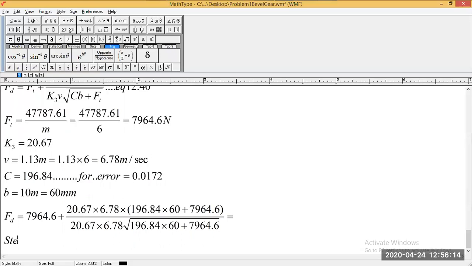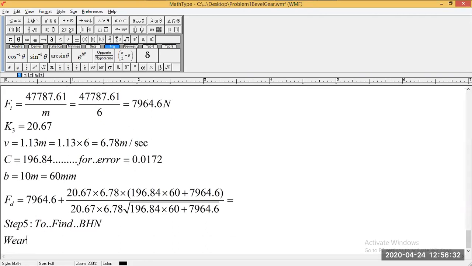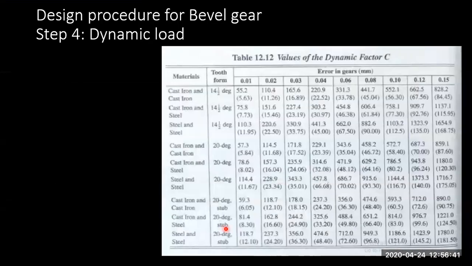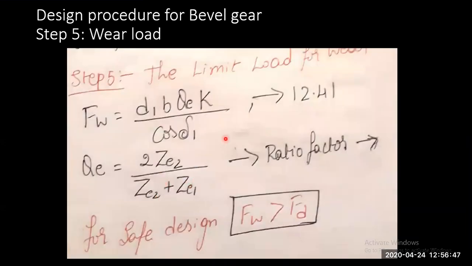So after this, the last step, F5, which is wear load. We are doing this to find DHN, the hardness. That is using the wear load formula. We'll go back to the PPT. The dynamic load is done. So this is the wear load. Last step. So wear load is this D1 VQE K over cos delta 1.